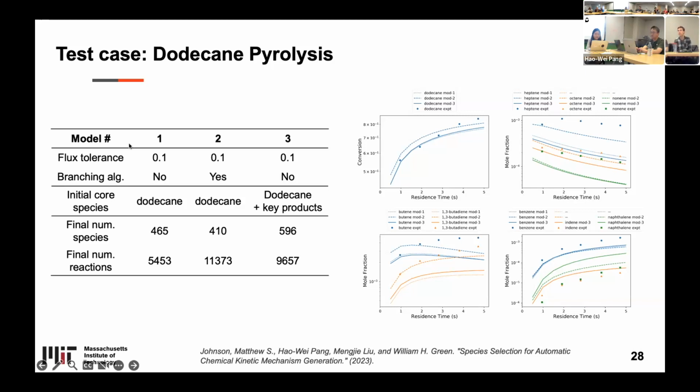And the first one they don't use branching. The second one they use the branching algorithm. The third one they don't use the branching algorithm, but they manually pick some products they already know are going to be important and add them to RMG. And they found that the case with branching works really well.